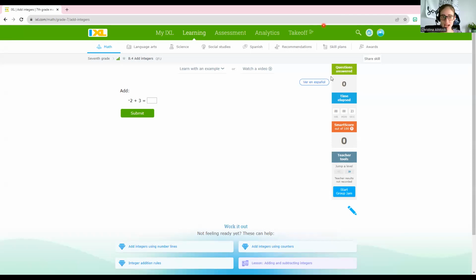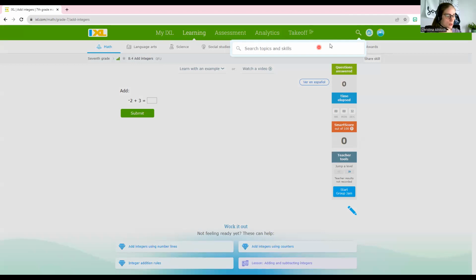All right, here we are on IXL. There's more than one way to access the skill, but just a quick reminder, one way that you can access it is come up here to the little magnifying glass, the search bar. And when you click on that, you can type in the code QFU. And then the first thing that pops up will show you that it's the match skill ID, add integers. You select it and it'll take you right there.